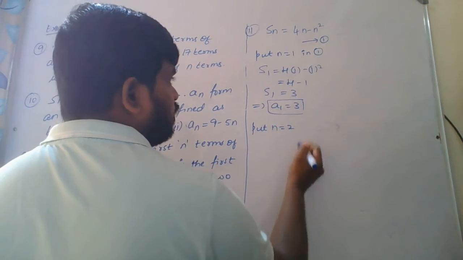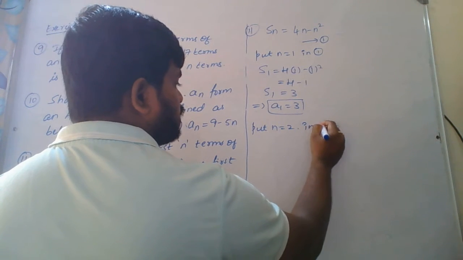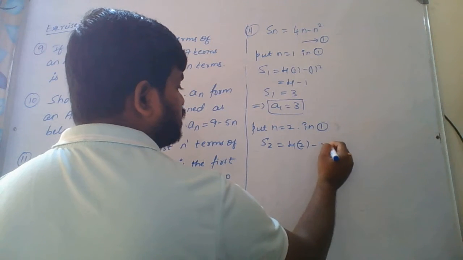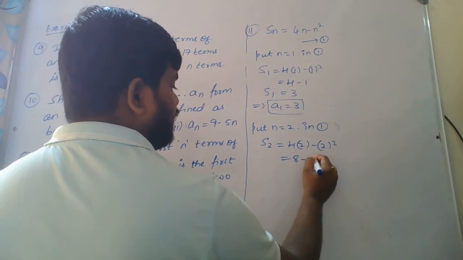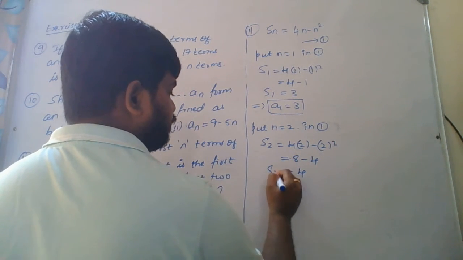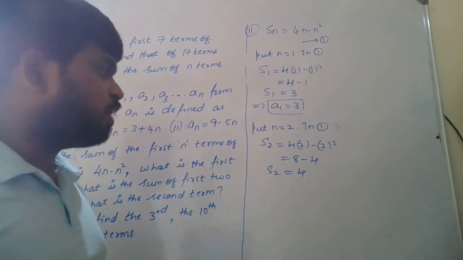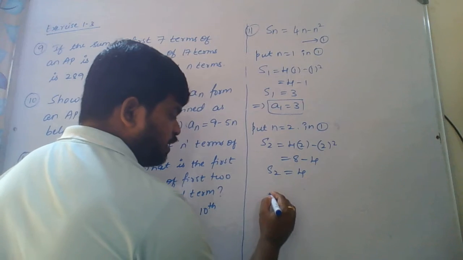Put n is equal to 2 in equation 1. So what do you get? S2 equals 4 into 2 minus 2 square, which becomes 8 minus 4, which is 4. Remember, S2 is 4. That doesn't mean A2 is 4. Okay, we cannot do that. Just now we have learned it, right?